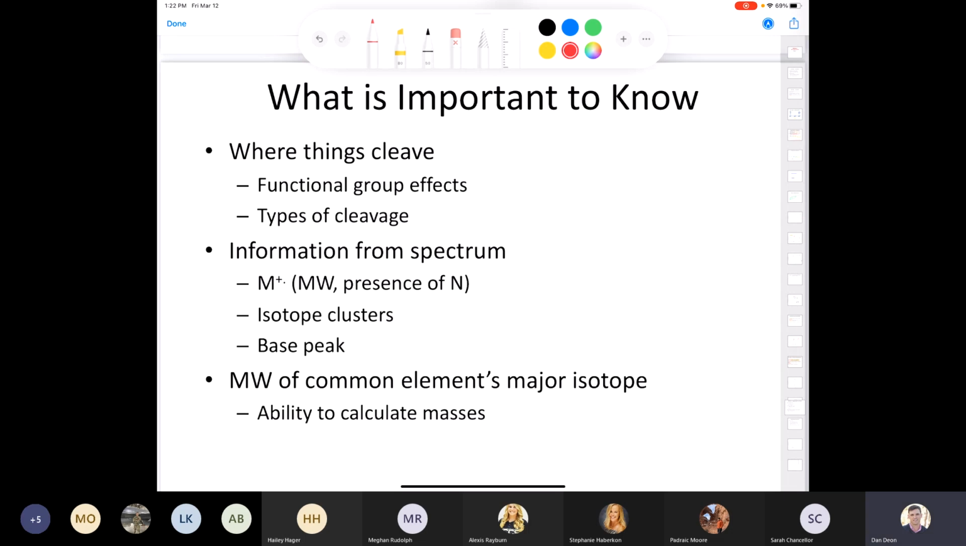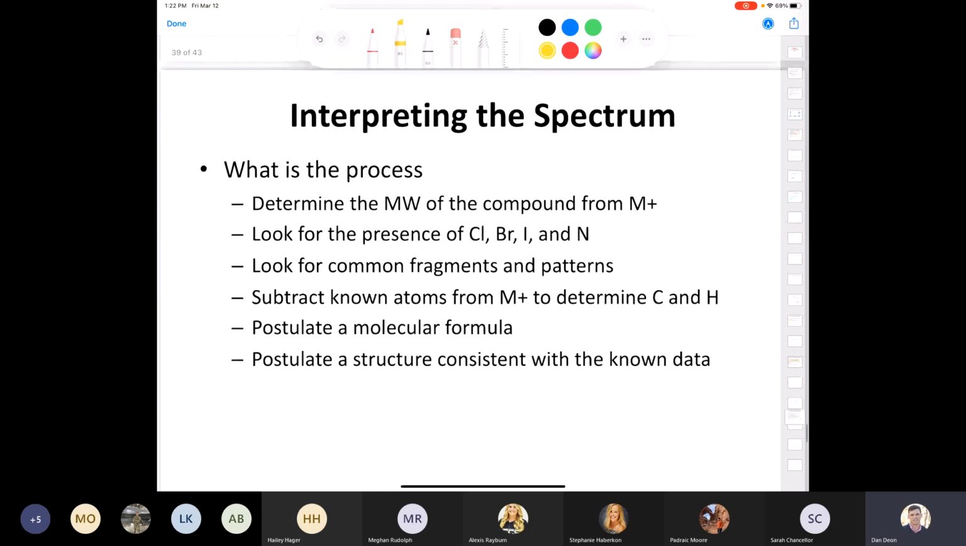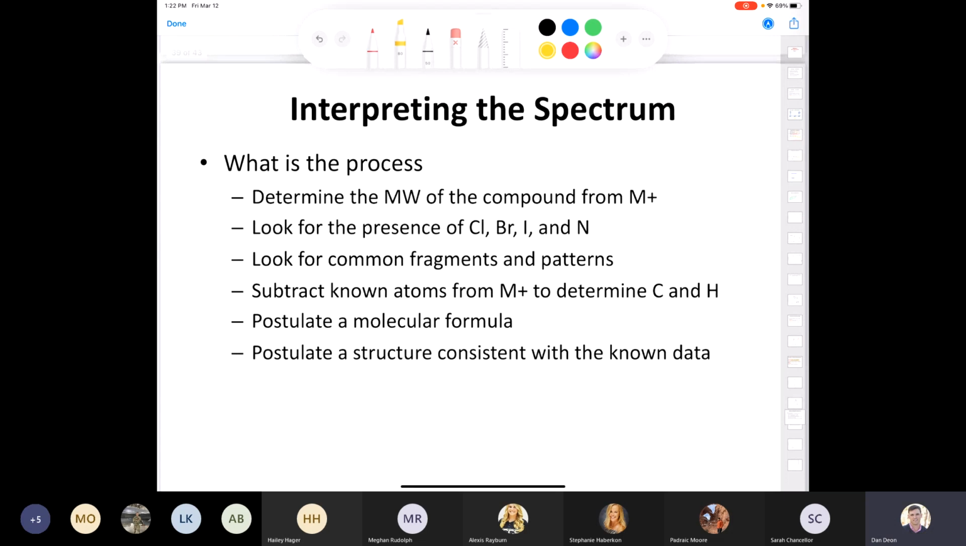What else? I'm absolutely expecting you to recognize the nitrogen rule and isotopic clusters. I would like you to try to identify base peaks, not only what the loss is, but if you can draw the fragment that's detected, that would be great. And there we have it. That's kind of the basics of mass spectra.